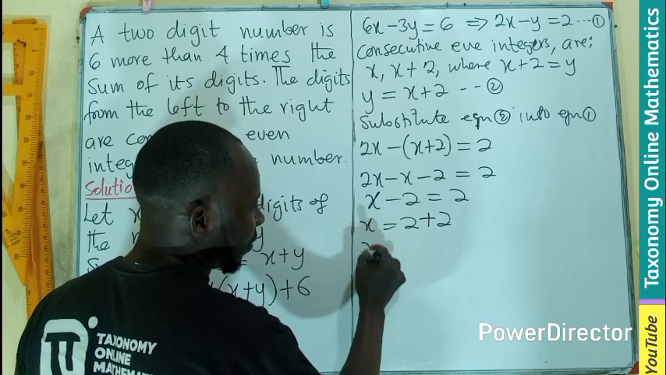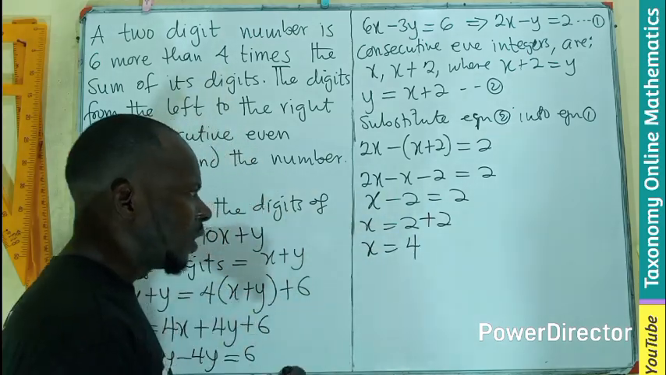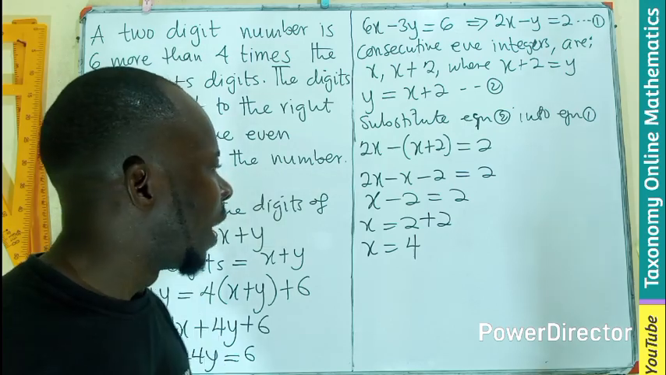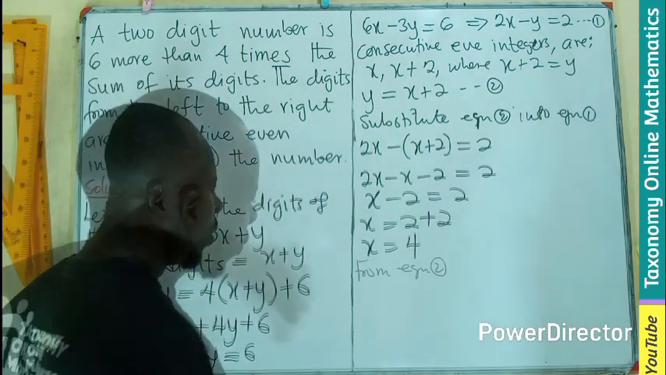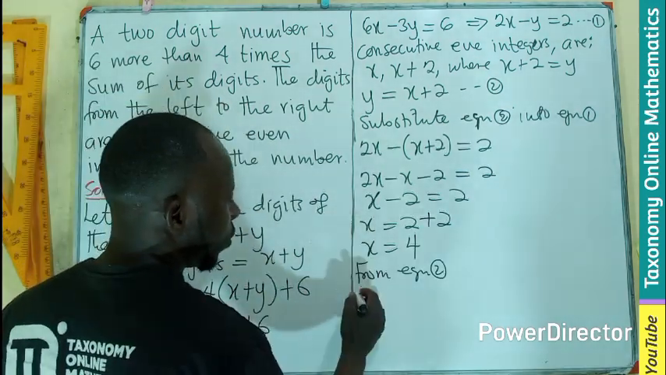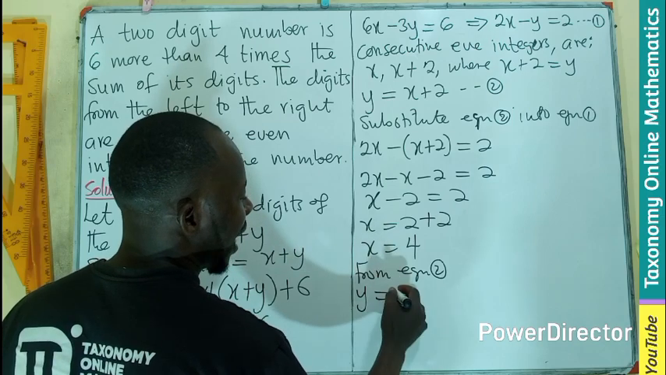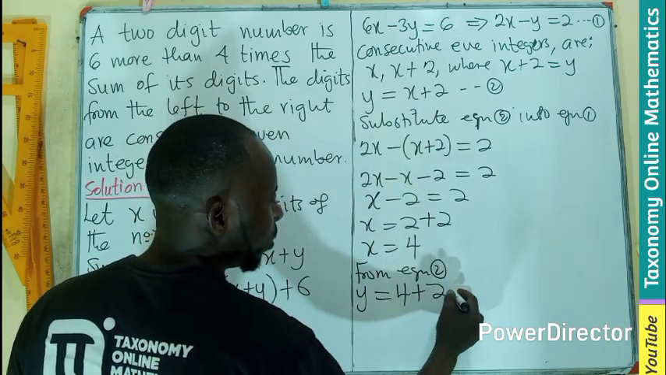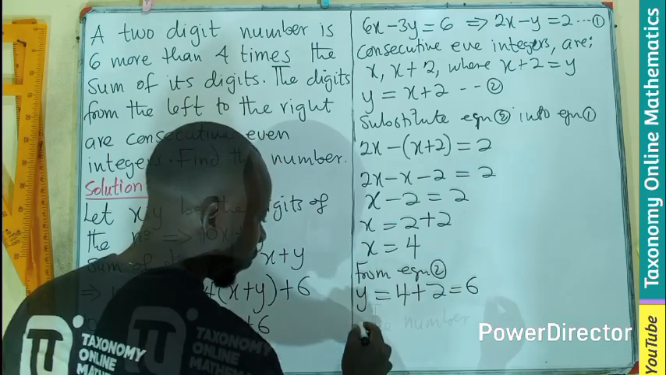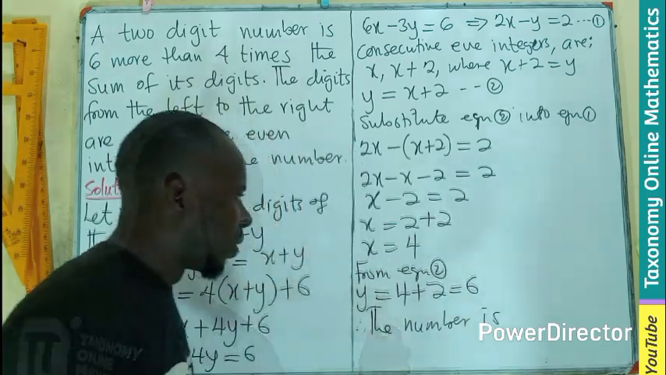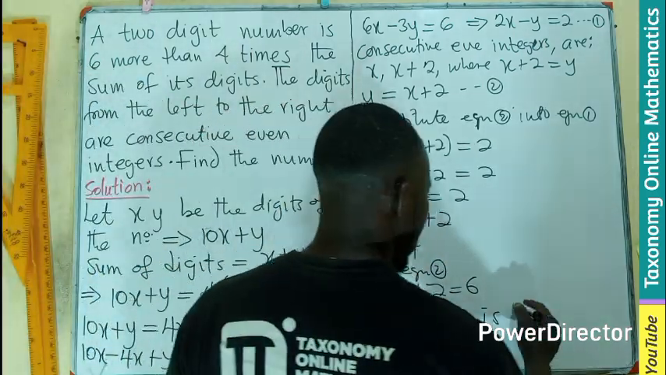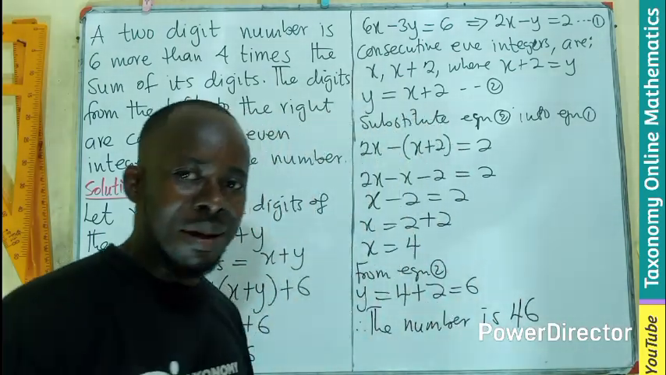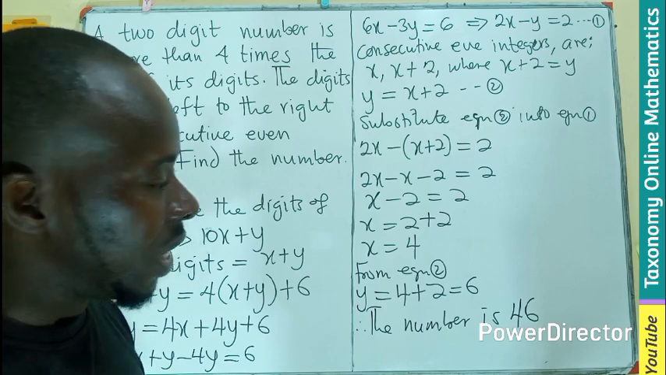So x is just what? 4. But we are looking for both x and y. So let's put that into equation 2. From equation 2, my y is going to be x, which is 4, plus 2, making it to be what? 6. So therefore, the number we are looking for is x, which is 4, and y, which is what? 6. That means the number we are looking for is 46.